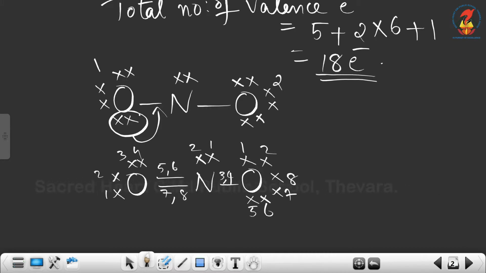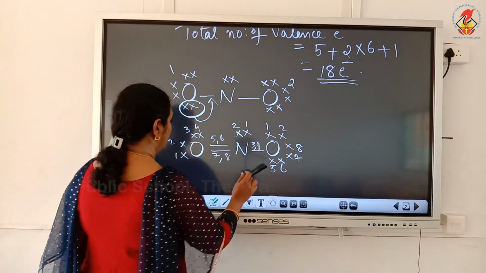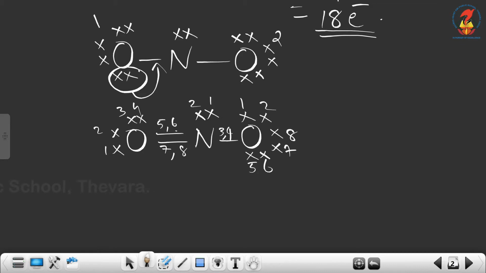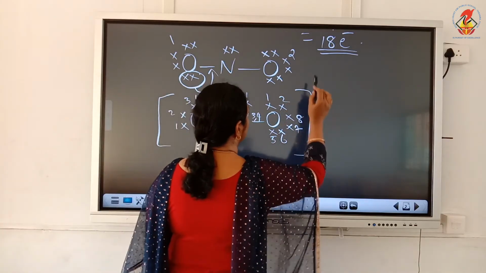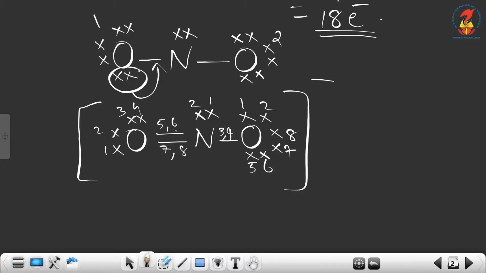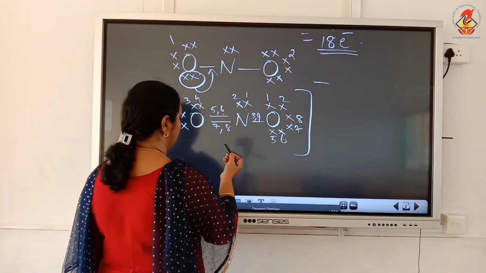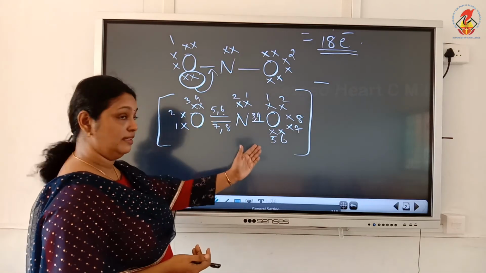Octet is complete. Now you check the total number of electrons in this. Now, if you check, you can see 2 plus 2, 4, 5, 6, 7, 8, 9, 10, 11, 12, 13, 14, 15, 16, 17, 18. Total number of valence electrons is 18. Now one more thing, you have to mark this as minus because it is NO2 minus. Okay. Now this is one possible Lewis structure. So you can draw the Lewis structure of NO2 minus as this.